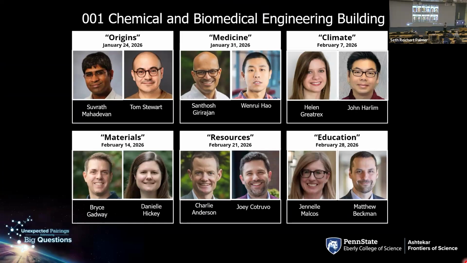Today's topic is resources. The first lecture, titled, What do plant cell walls look like and what can we make from them, is being presented by Charlie Anderson. Charlie is a professor of biology and associate head for research and faculty success in the Department of Biology at Penn State. His group uses advanced microscopy, cell biology, molecular genetics, and biochemistry to investigate the dynamics of plant cell walls with the goal of informing efforts to sustainably produce energy, food, and biomaterials from plants.